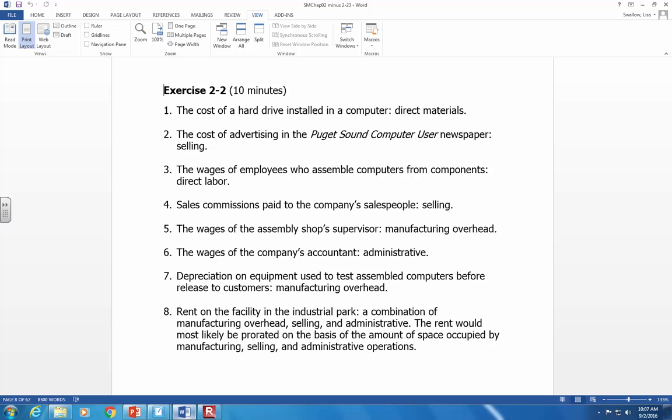Okay, Sammy. 6, the wages of the company's accountant and admin cost. Yep, clearly that's administrative. Is that a period or a product cost? Period cost. Good. John? Depreciation on equipment used to test assembled computers before release to its customers. So depreciation would be, let's say, manufacturing overhead. So this is a little tricky.